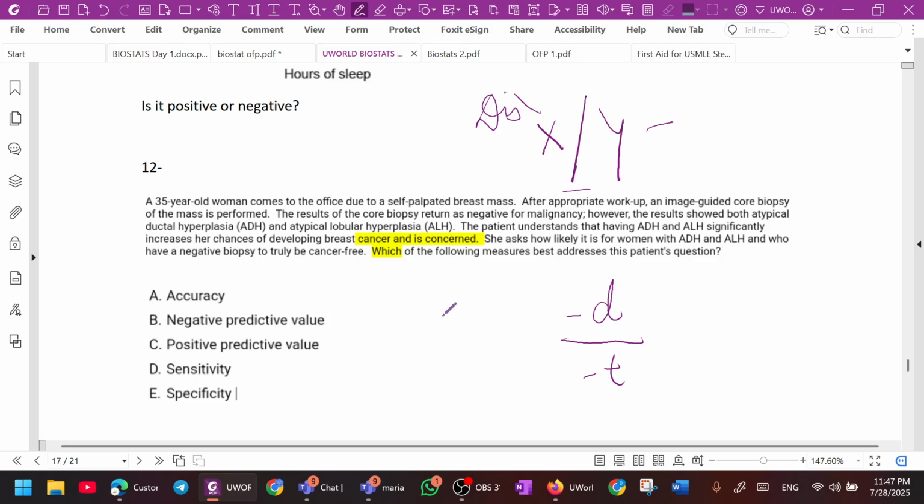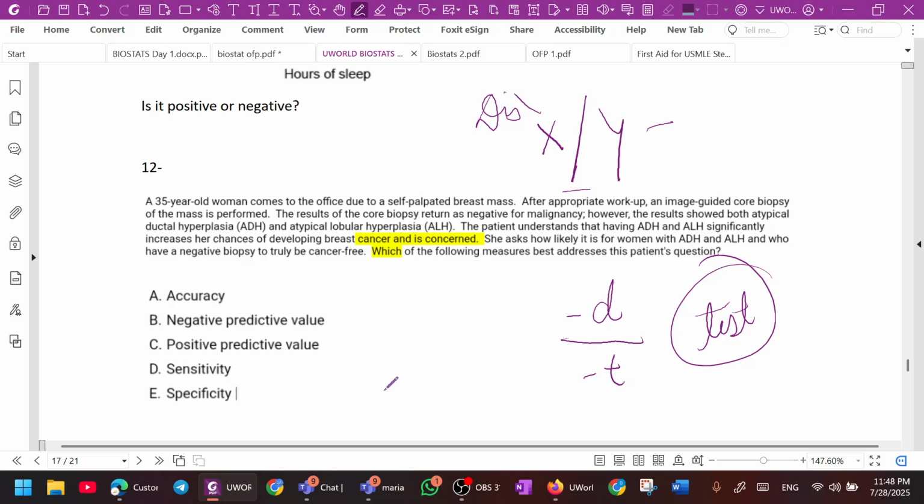They're saying the woman is asking, for women who have ADH and LDH and who have a negative biopsy. So they gave you the test first. That's why you put it at the bottom. How is it that she's truly cancer free? So the first one they give you, you put it at the bottom. And then how is it that she's truly cancer free? You put disease at the top.